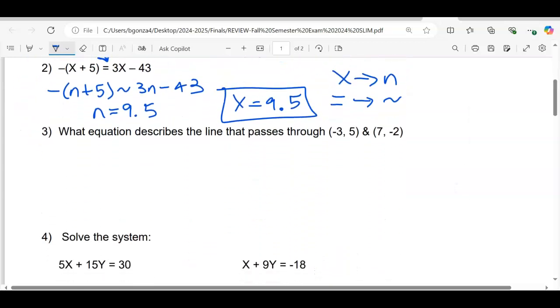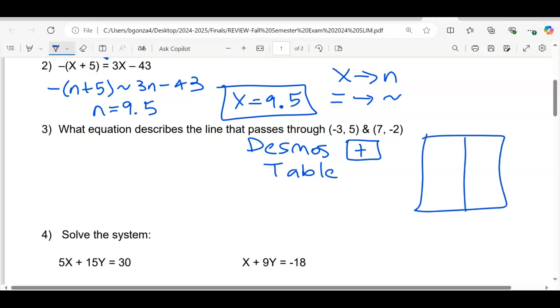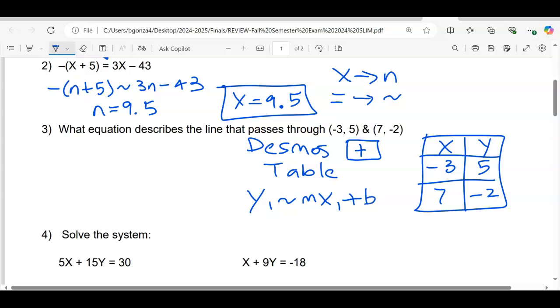Cool. On number 3, we need an equation that goes through these 2 points. So in Desmos, you're going to hit the plus sign, make a table, and then you're going to input a little table here. You're going to put in your table these 2 points, negative 3, 5 and 7, negative 2. And then, once you put in that table, you're going to type y1 tilde mx1 plus b.